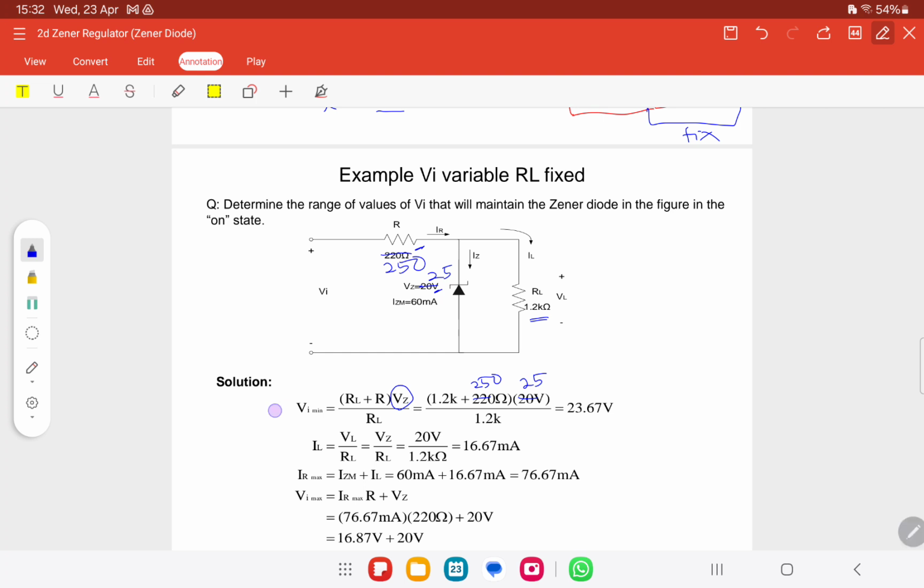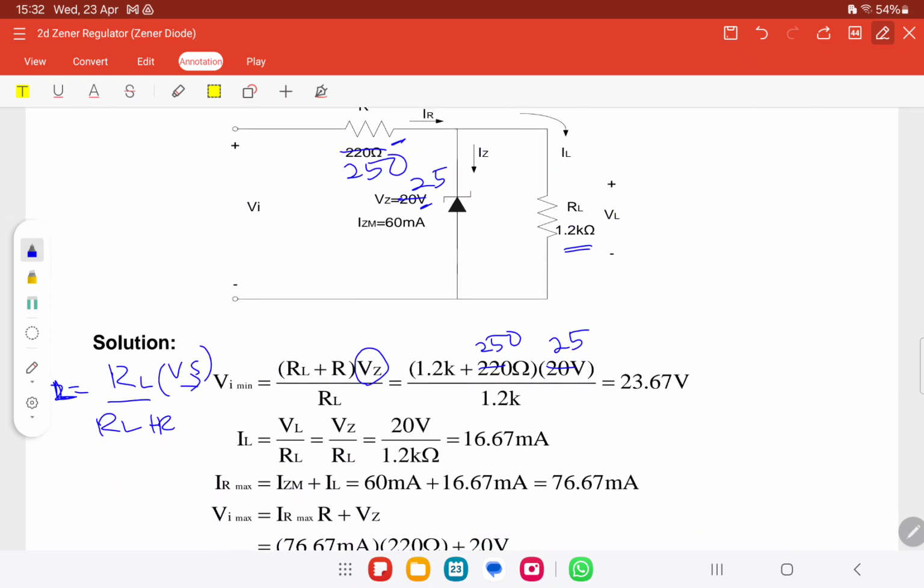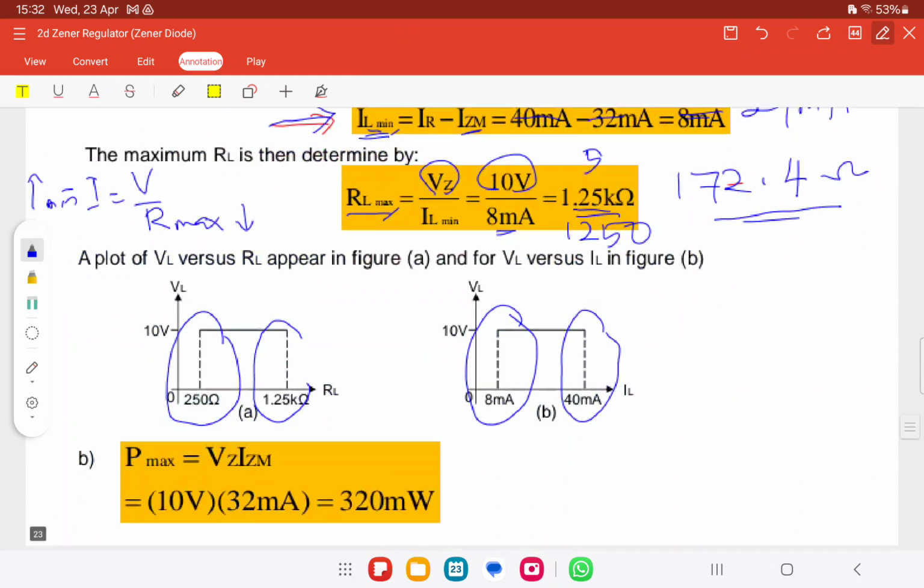This one actually comes from the voltage divider. Kalau kita nak cari VZ equals to VL. If you want to get the VL, RL over RL plus R multiply with the VS, kan. So that is for the voltage divider. Sorry, lama.